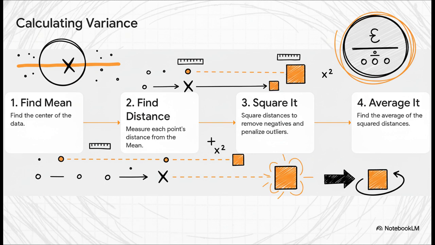Now, step 3 is the really clever bit. We square all of those distances. This does 2 brilliant things. First, it gets rid of any negative numbers, which is handy. But more importantly, it gives way more weight to the extremes. A score that's far from the mean gets penalized a lot more. Finally, we just take the average of all those squared distances. And that number? That's our variance.